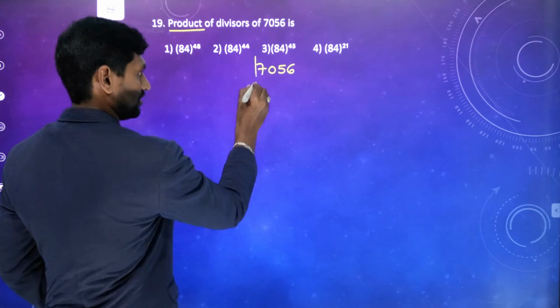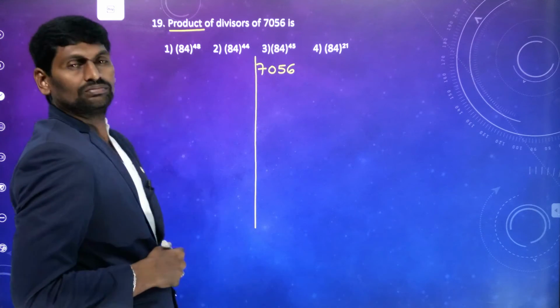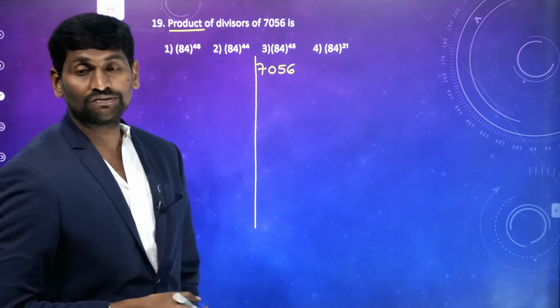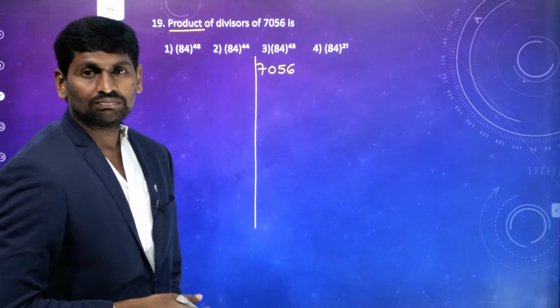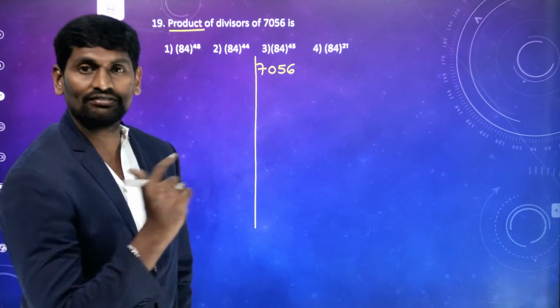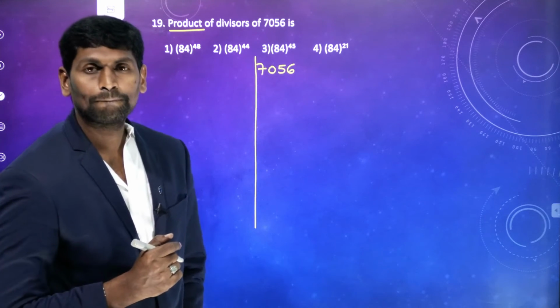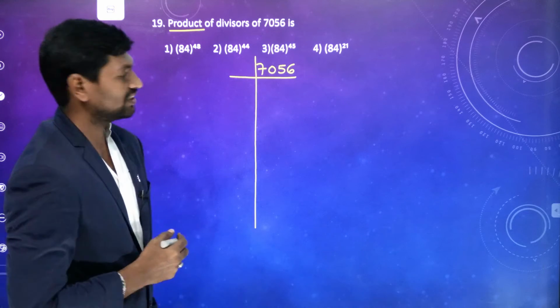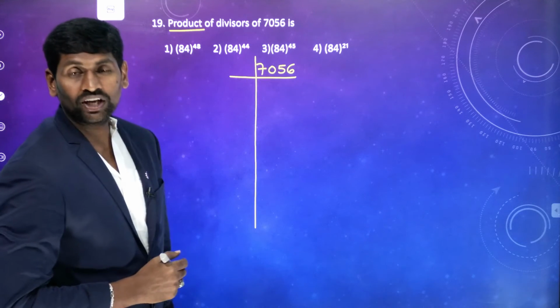7056. Before that, we have to find the prime factors of 7056 because we should find the number of divisors. Try to find it, children. The last digit is an even number, so we can use the 2 table.